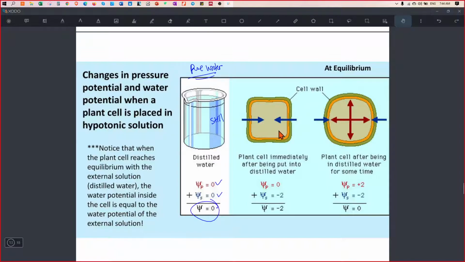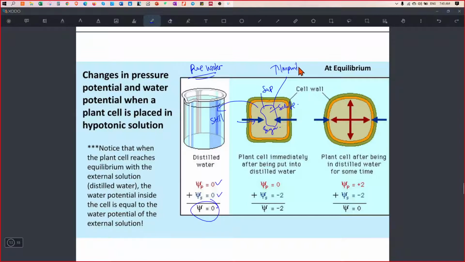But if you put this plant cell here into this distilled water, the water is going to enter because the plant cell, the cytoplasm or whatever, has got solute. We've got the plant sap and so on. There's sugar in here. There's so much stuff going on in here, so many impurities, lots of impurities.